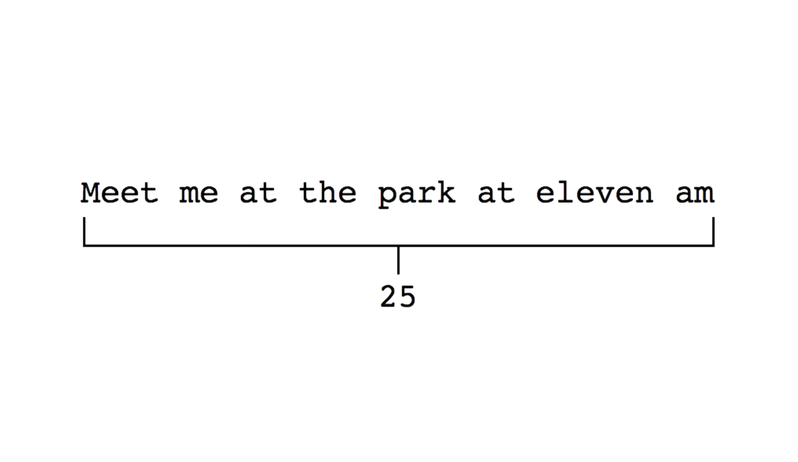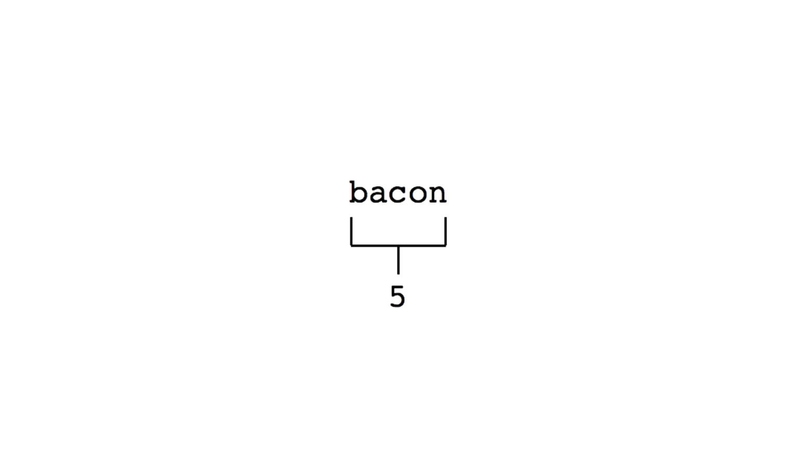Let's see how this works by encrypting Alice's message to Bob, meet me at the park at 11 a.m. I personally think bacon is delicious, so let's use that as the key. If we take the message in its unencrypted plaintext format, we see that it's 25 letters long. Bacon has only 5 letters, so we need to repeat it 5 times to make it match the length of the plaintext.